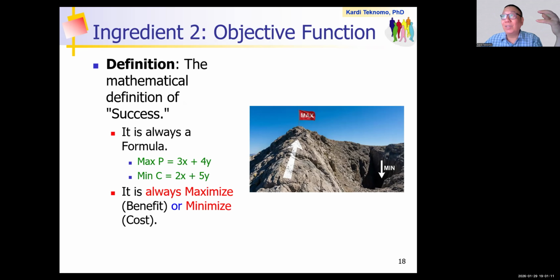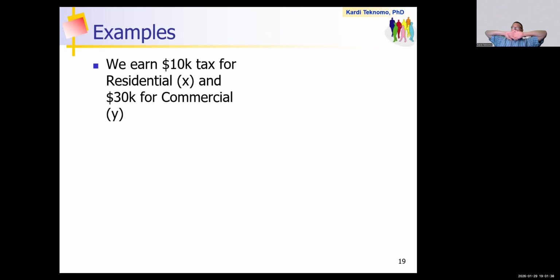So the objective function here is just the score. And you have only one objective at one time. In linear programming, you can either maximize or minimize at one time. You cannot have both. So let's take an example. We earn 10K tax for residential and 30K for commercial. So residential is X, commercial is Y. The number of units of residential is X, the number of units for commercial is Y.